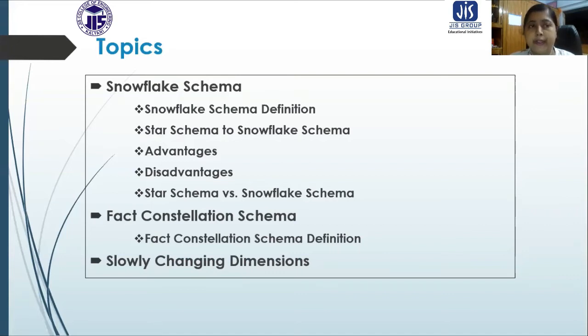I have already said that the star schema is the most basic form of schema in a data warehouse, so obviously a conversion from star schema to snowflake schema is possible. After that, we will discuss the fact constellation schema and its definition. And at last, we will discuss a very important issue regarding dimensions, that is slowly changing dimensions. So these are the topics for today. Let us start with the snowflake schema.